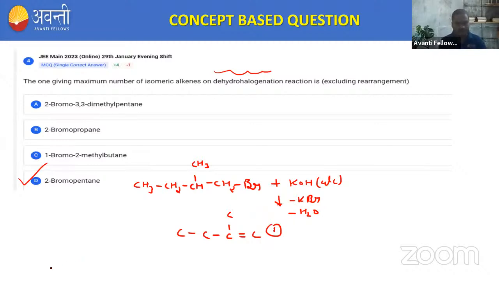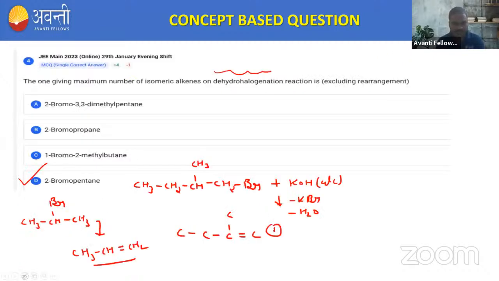Again, if you are using a compound like this, that is CH3, CH, and this is Br, CH3, then what will you get? If you're using the 2-bromopropane, then you will get only this, that is CH3, CH double bond CH2. Then you will get only this type of alkene, right? Now, when you are using the D, that is a 2-bromopentane, right? So this is when you are using 2-bromopentane.